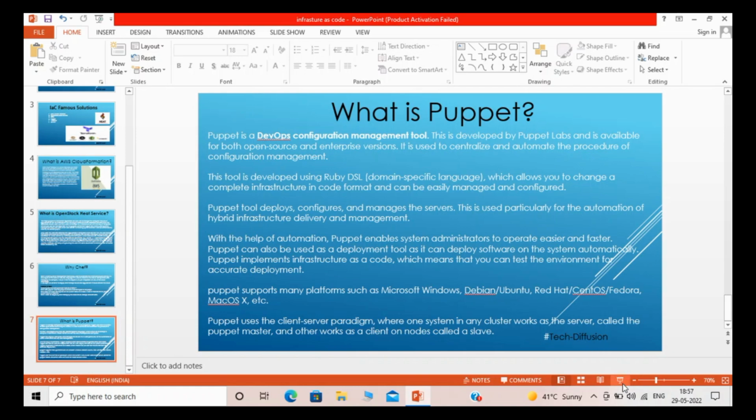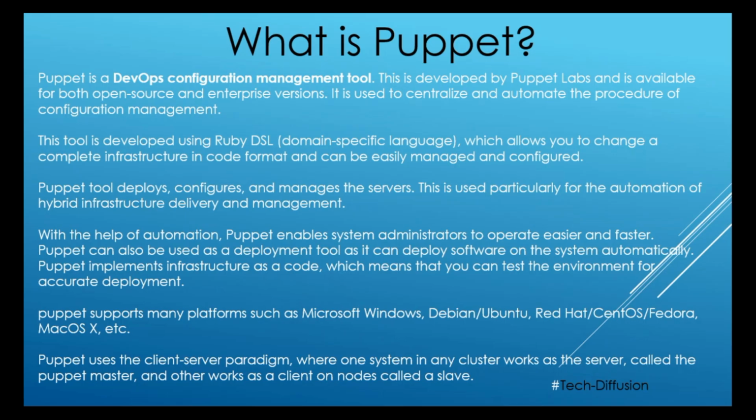So if we are talking about Puppet, with the help of automation, Puppet enables system administrators to operate easier and faster. Puppet can also deploy software automatically, and Puppet supports many platforms, as I already told, Windows, Ubuntu, Red Hat, CentOS, macOS, everything. Puppet uses client-server architecture. The server is called the Puppet master, and the other nodes work as clients, called slaves. So it is a similar technology, and it is very easy to manage.